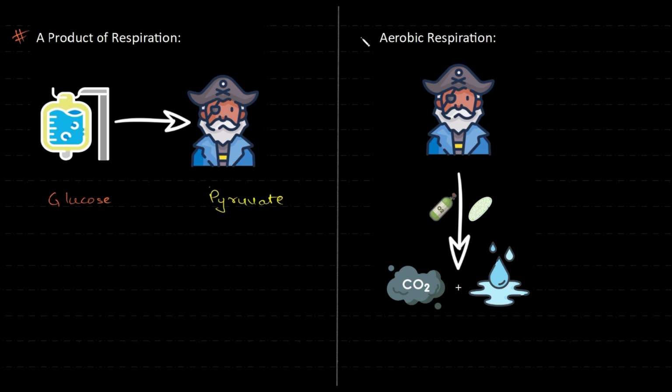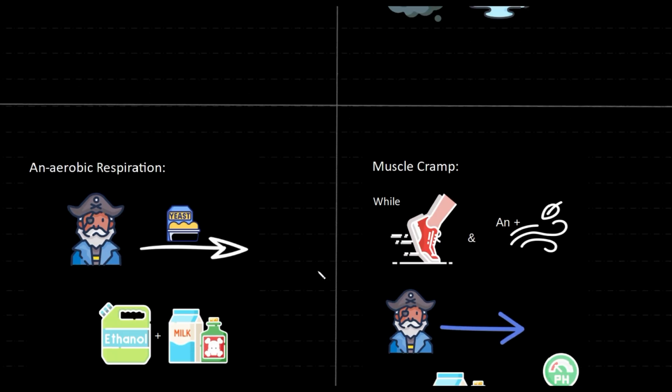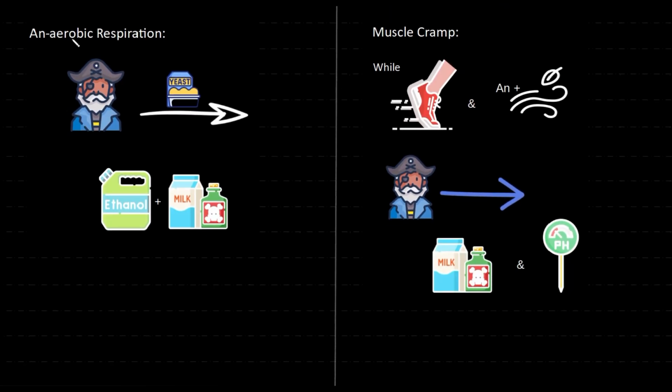Now, in aerobic respiration, we have the pyruvate converted to carbon dioxide and water in the presence of oxygen and mitochondria. So this is what happens in aerobic. Actually, I should have given you guys some time to think over this. Okay, let's do that in anaerobic respiration.